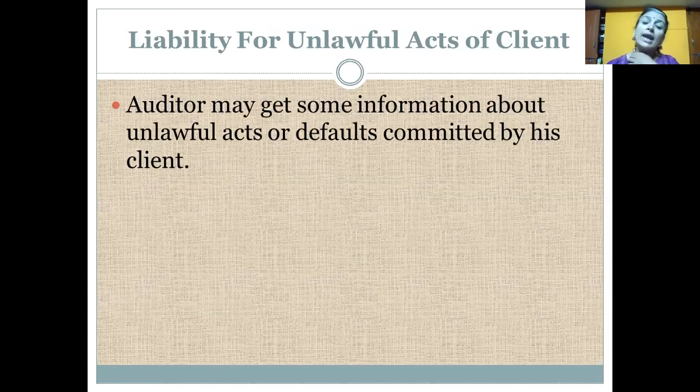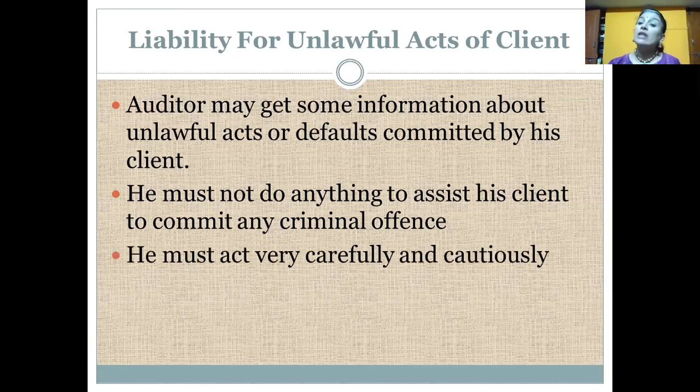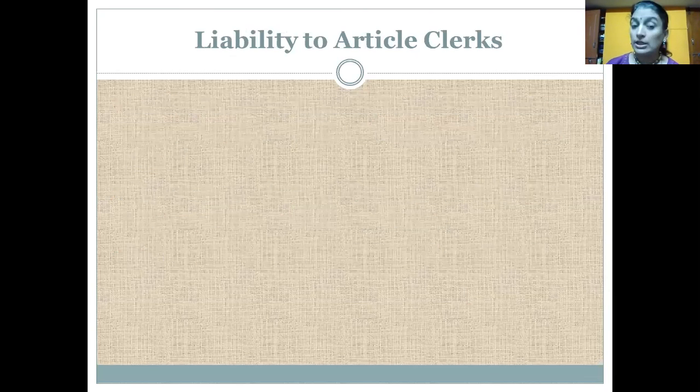And what about unlawful acts of the client? The client may commit some fraud. If it is known to the auditor, he should not support the client. The auditor may get some information about unlawful acts or defaults committed by his client. He must not do anything to assist, he must not indulge in it, and he must not assist his client to commit any criminal offense, because he will also be a criminal in such a situation. He must act very carefully and cautiously. Otherwise, he will be held responsible.